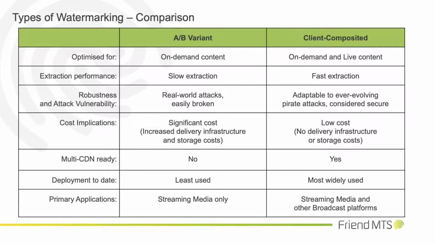Robustness and attack vulnerability. There are some attack vectors on this which can be mitigated, but luckily it's adaptable, so every time the pirates think they've got a good idea to avoid it, it adapts. So it's considered secure, certainly more so than AB variant. Both watermarking techniques require you to increase the robustness of your client playback environment. Cost implications. Well, compared with what it's going to cost you to implement AB variant watermarking, you're looking at no delivery infrastructure or storage cost increases, so it's low cost.